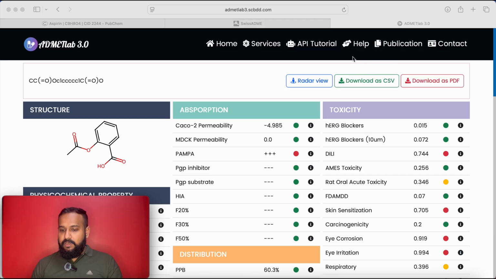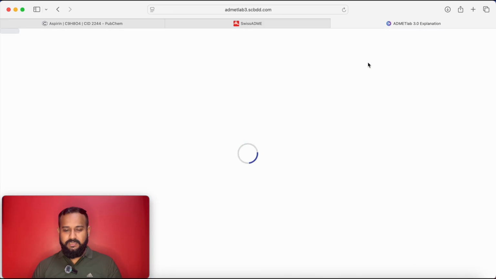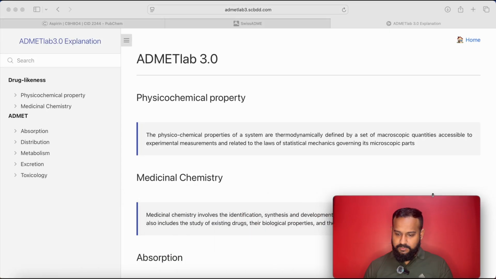Likewise, I was talking about how to know more about all of these parameters, because covering everything in one video is obviously not possible. So you can go to the help section over here. Help, endpoint explanation. If you go on to it, it is taking just a bit. So here you have it.